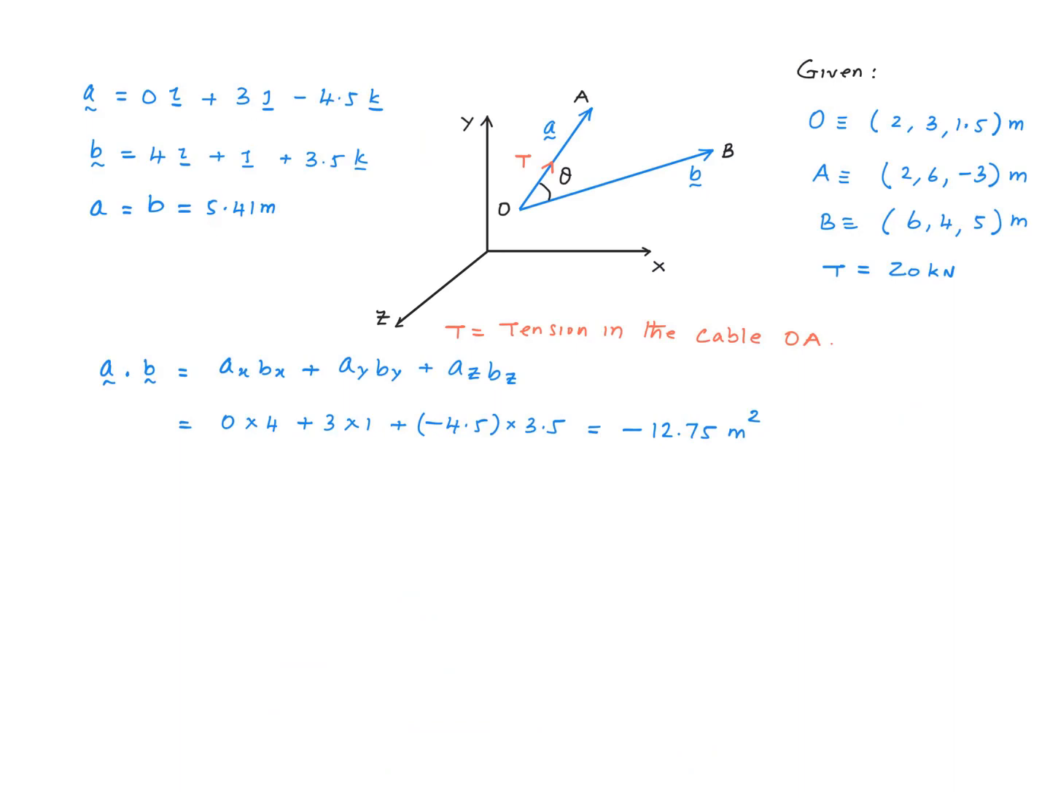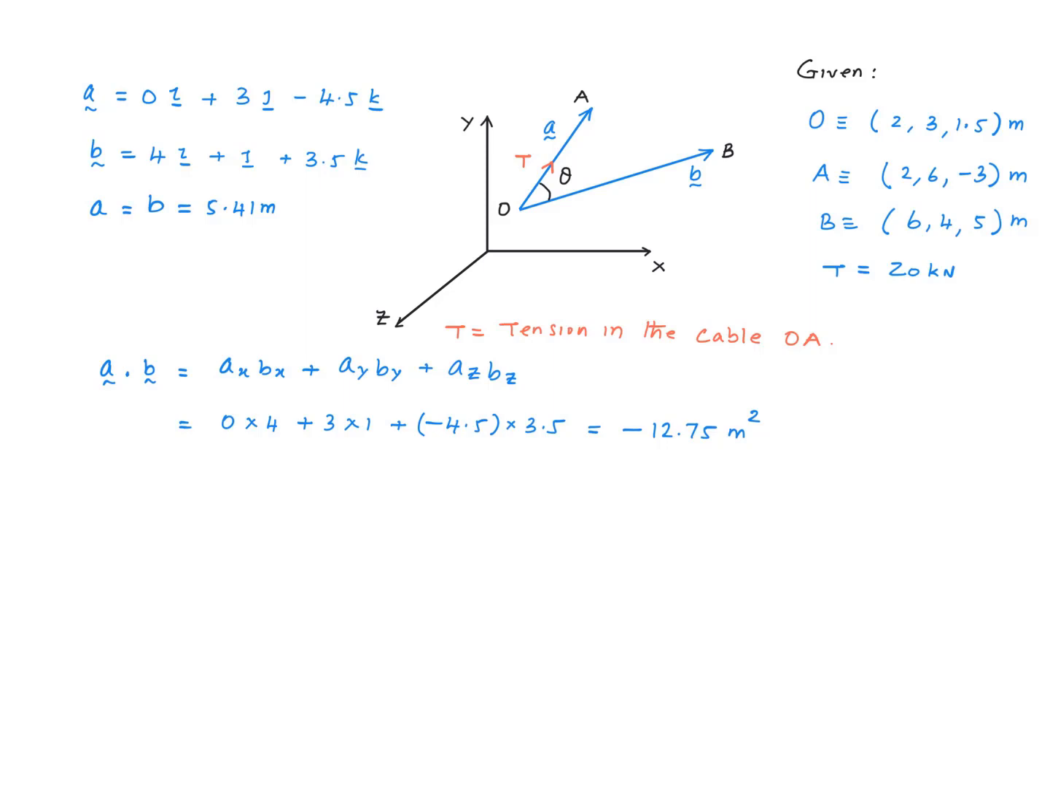So let's go ahead and find the dot product between A and B. Since we have the component form for the two vectors, let's use this expression right here. You recall this from one of the previous videos, right? So we recognize that this is AX, this is AY, this is AZ, this is BX, BY is 1, and BZ is 3.5, right? Substituting the numbers, we get a value of minus 12.75 for A dot B.